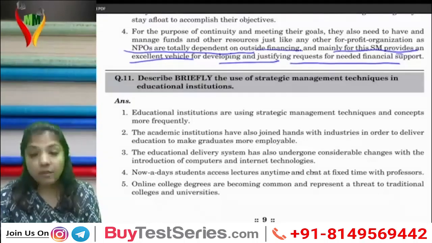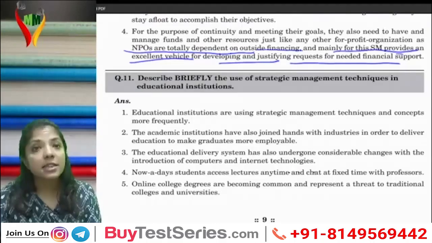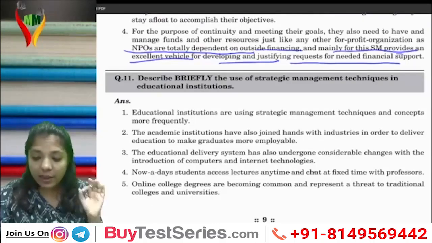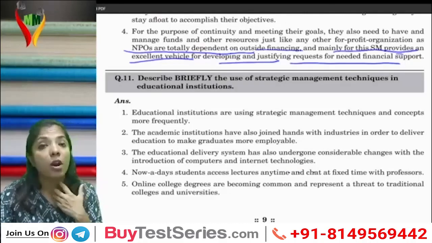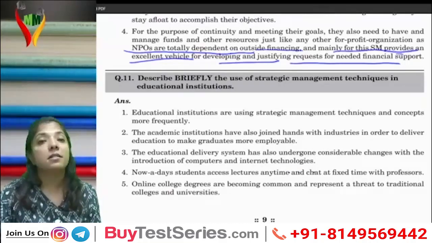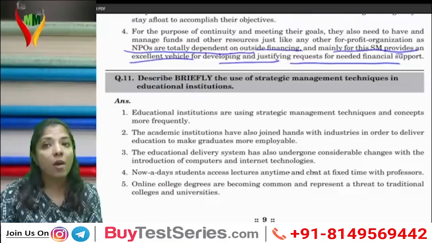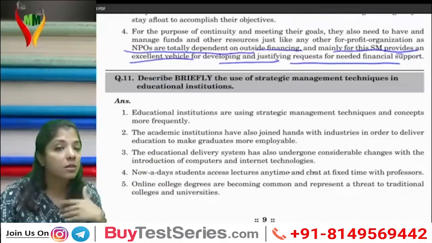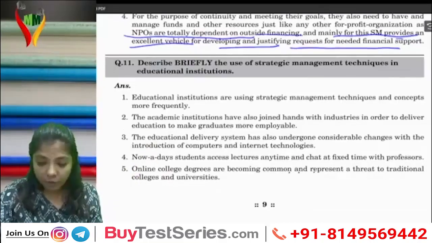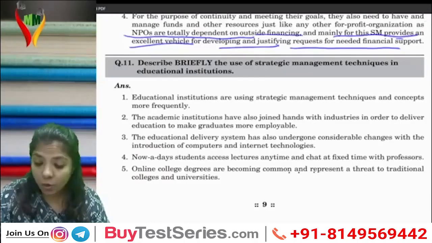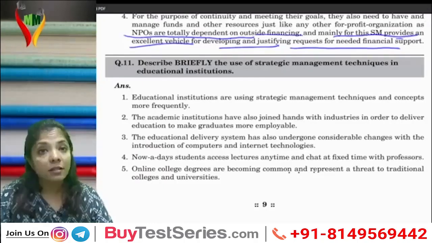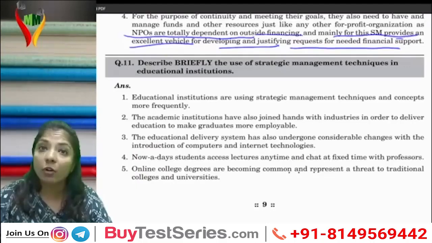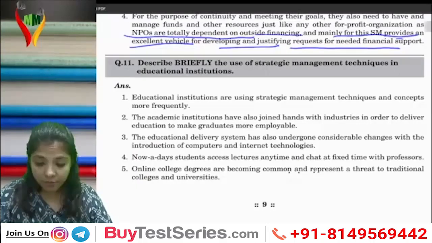The education delivery system has also gone through considerable changes with the introduction of computers and internet technologies. Nowadays computers are not a luxury, they are a basic necessity of life. You cannot survive without them. It's a whole virtual world nowadays. Fourth, nowadays students access lectures anytime and chat with professors. That is only possible when you have technology in your schools or colleges.